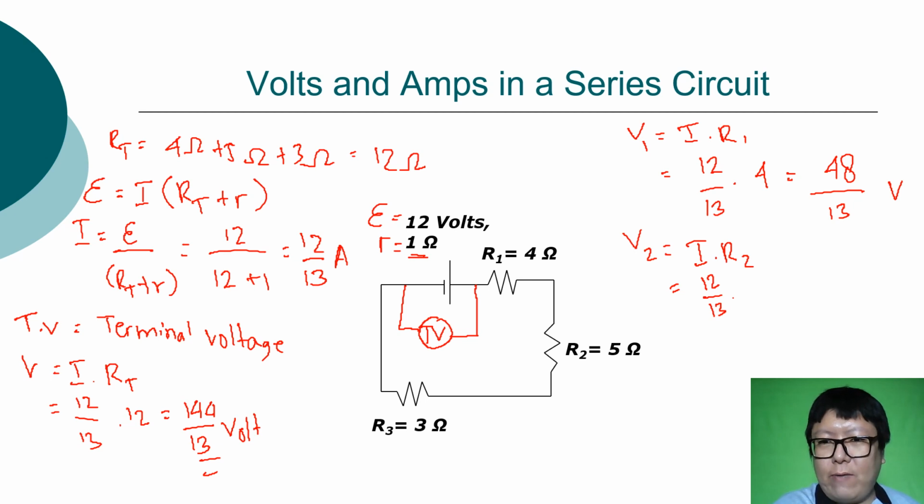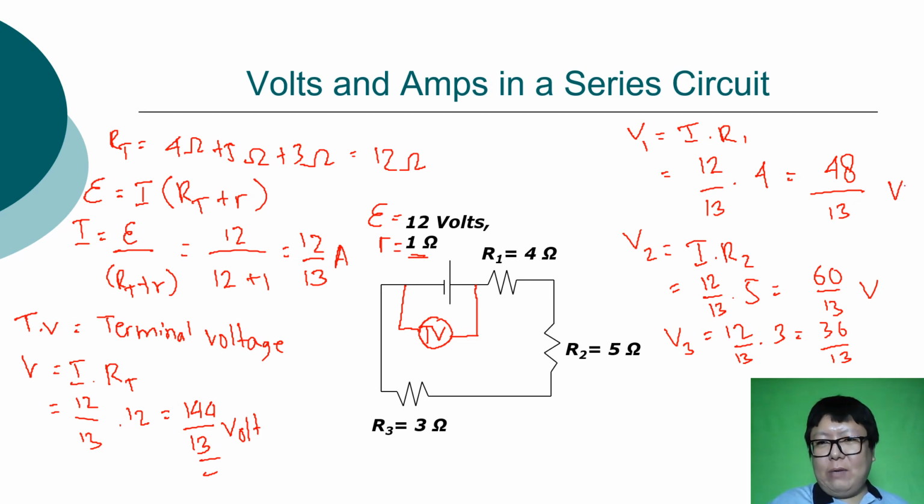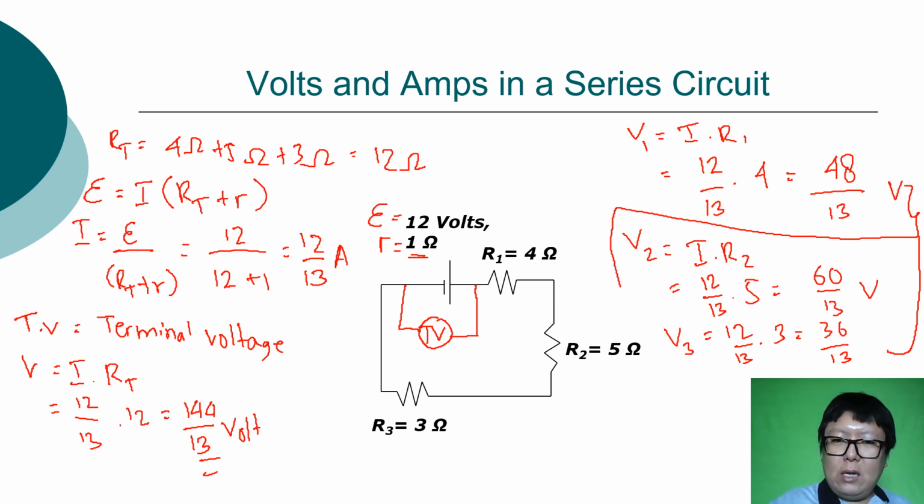R2 is 5, so 60 over 13 volt. Then the V3 is 12 over 13 times 3, which is 36 over 13. Then you can check when you add this all, is this the same with the terminal voltage or not?